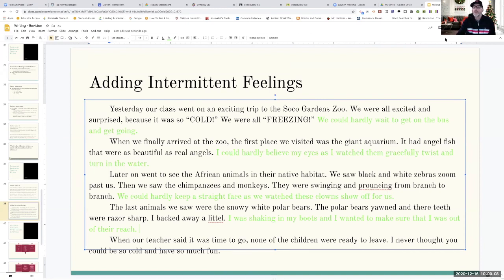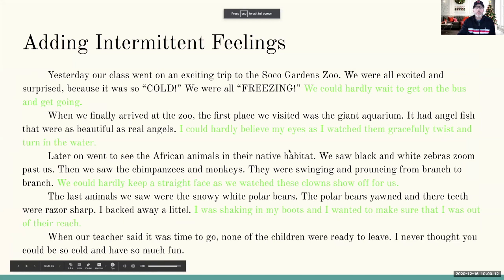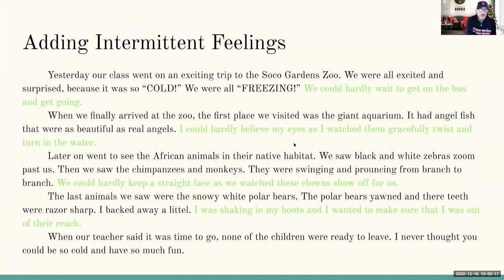So as you can see, and this is an example of what I want you to do for tonight's homework, or technically what was last night's homework. You can see everything in green there. You're just adding intermittent feelings. So you're just adding additional description to your essay.